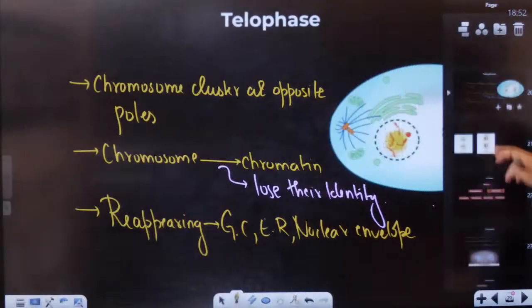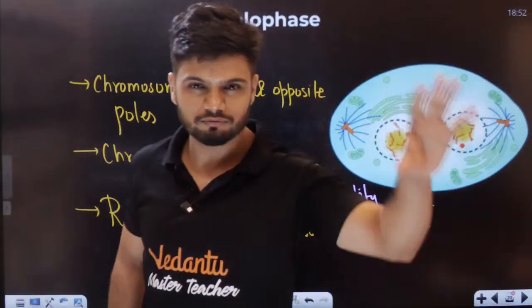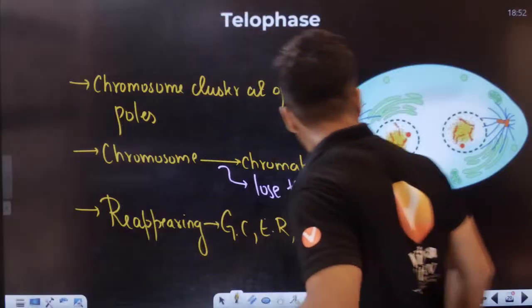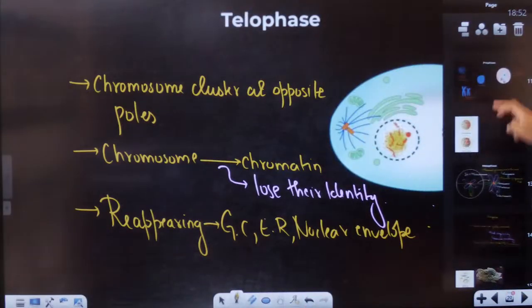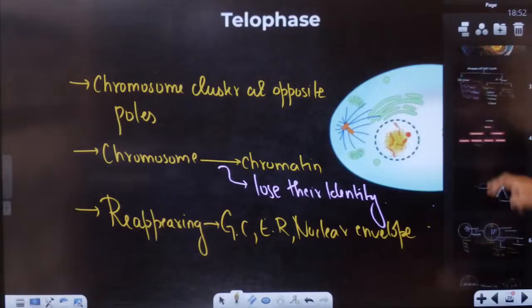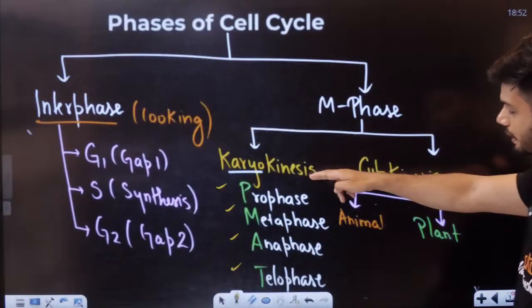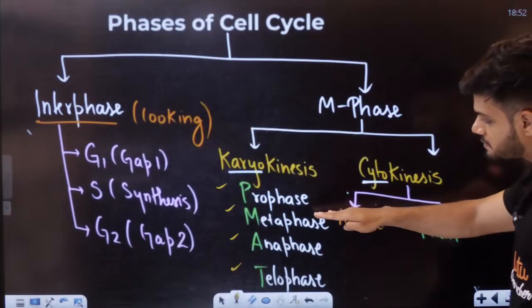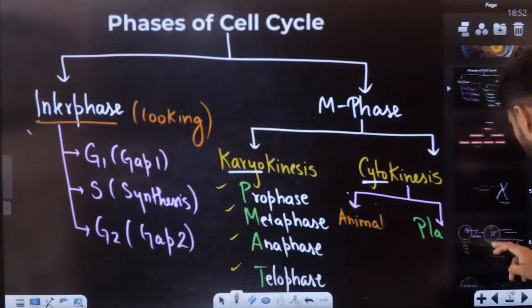Now I want all of you to understand, students. I will show you one entire animation to get the entire flow set once. Let me just go from the start to the end. What did we learn today, students? We learned that there is something called interphase, M-phase, karyokinesis, cytokinesis, prophase, metaphase, anaphase, telophase. Cytokinesis, I'll teach you this one, it's pending.